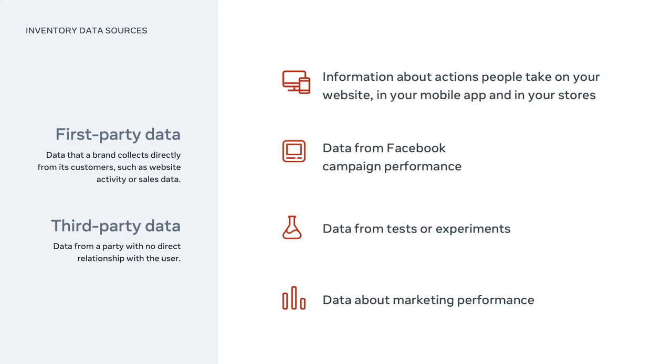Information about actions that people take on your website, in your mobile app, and in your physical stores. Data from Facebook campaign performance, such as what you would see in your ads manager. Data from tests or experiments. We will examine this in detail later on, but in short, this is the data that you obtain from your tests or experiments, such as the incremental impact of your campaign. And finally, it's data about marketing performance overall, such as what you would see in a marketing mix model. We'll also discuss this more a bit later in this training.